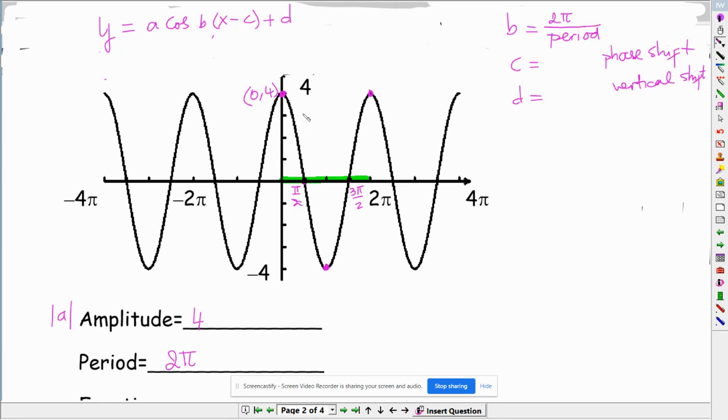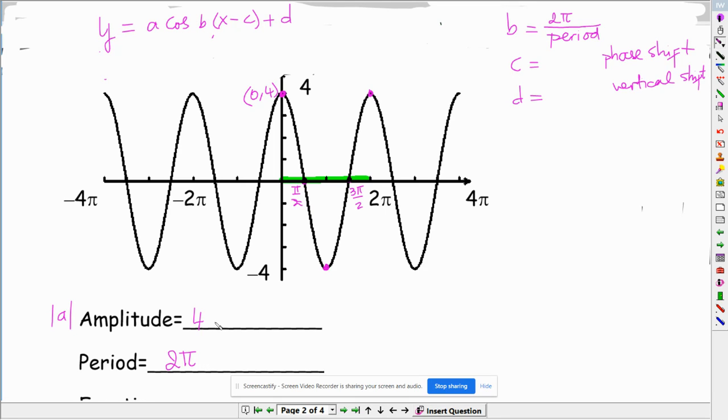From these five critical points, we will be able to determine the amplitude, which is half of the distance from the y minimum to the y maximum. In this case, our amplitude is 4. We can also determine the period of the graph, which is the length on the x-axis for one complete cycle. And again, one complete cycle will have the five critical points. So now we have the period is 2 pi.